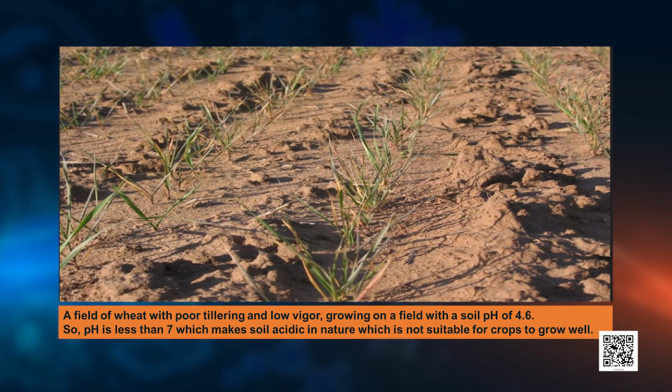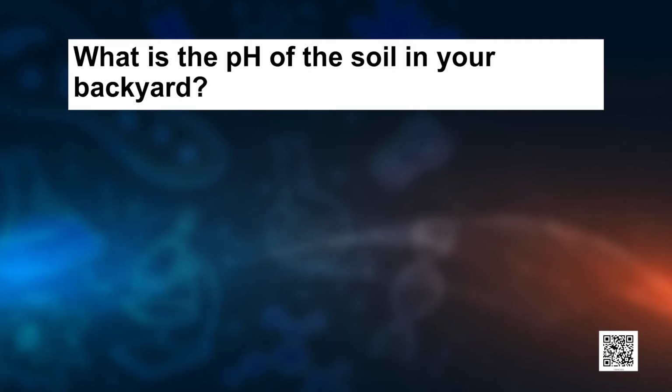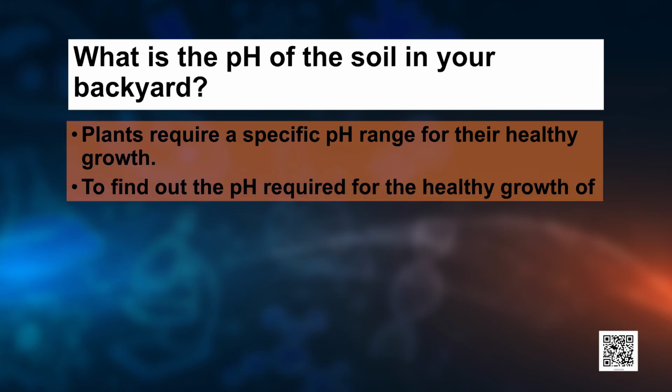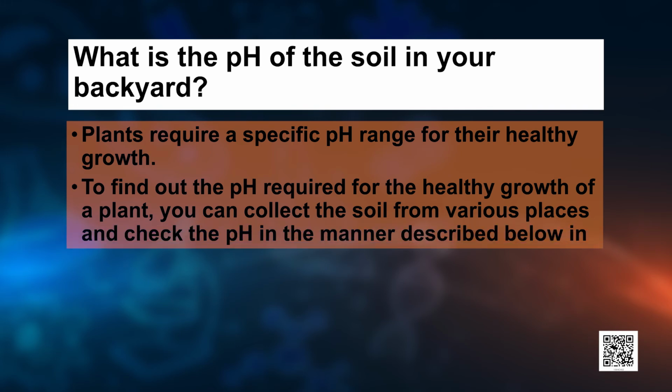The farmers also have to take care of the pH. You can find the pH of the soil in your backyard. The plants require a specific pH range for their healthy growth. To find out the pH required for the healthy growth of a plant, you can collect the soil from various places and check the pH, and that is the activity for you.